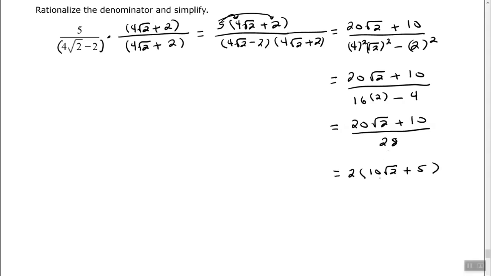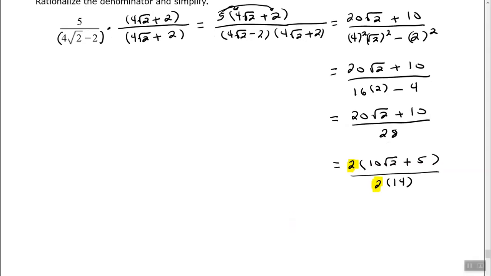That means I divided 20 times the square root of 2 by 2, which gives me 10 times the square root of 2. Divided 10 by 2, which gives me 5. And then here, I can break that down to 2 times 14. So now I can cancel those 2's out that I just highlighted. And we have 10 times the square root of 2 plus 5, all over 14.